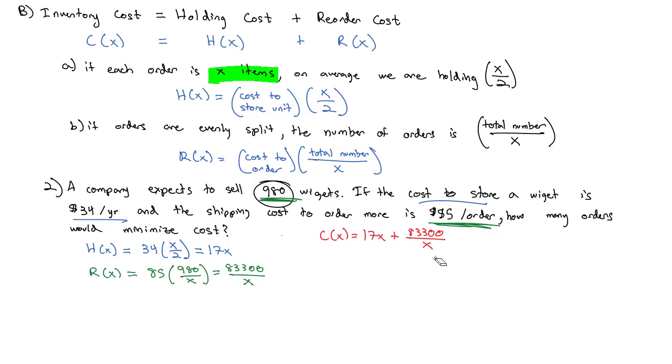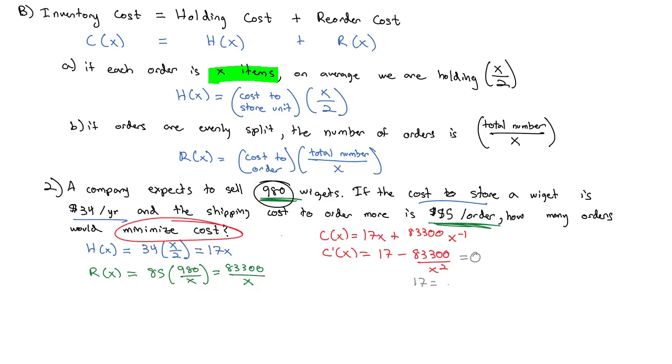But to make the derivative easier, over x, I'm going to rewrite as x to the negative 1, because we know that the minimized cost, the minimum, is going to occur when the derivative is 0. So we take the derivative of the cost is equal to 17 minus 83,300 x to the negative 2. But that x to the negative 2 is the same as over x squared. That's going to make it easier to solve when we set that derivative equal to 0.